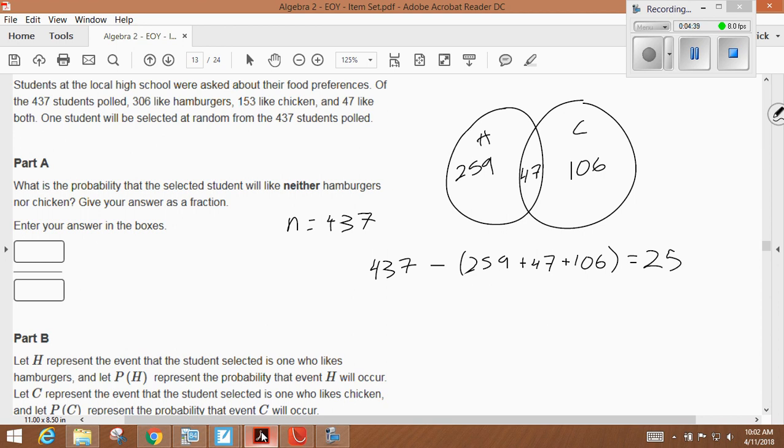Remember, when you're finding a probability, and you probably learned this a very long time ago, probabilities are always like your total successes over your total number of possibilities. Or you could say your number of counts over your total counts. So 25 out of 437 people, you could also write it as a proportion, like neither.